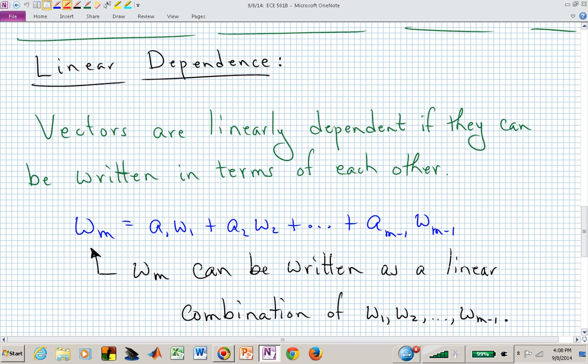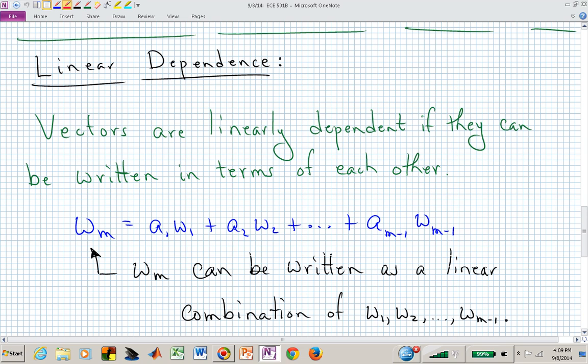And here W_m can be written as, let's say, a linear combination of W1, W2, up to W_(m-1), where, if we needed to, we maybe relabeled those vectors so that W_m, which is the dependent vector, is the last one in that list of vectors.